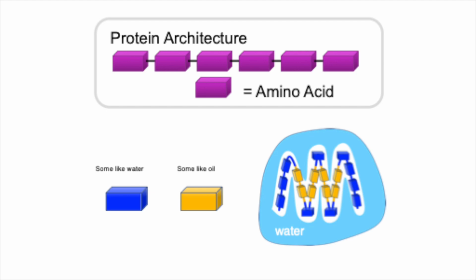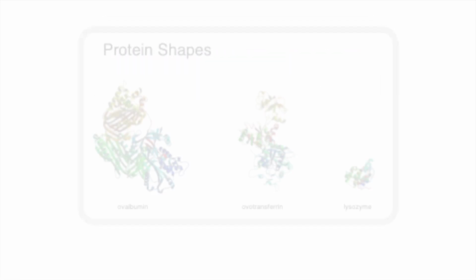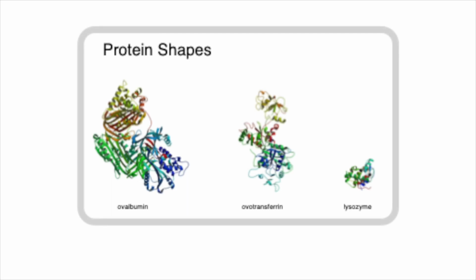And it changes its shape for the most part so that the amino acids that like to be in water are facing outside and interacting with the water. And the amino acids that would rather be hanging out in oil point towards the inside and interact with one another. This is really a simplification, but because of this, the proteins themselves can take on some really beautiful shapes. I love looking at the shapes of proteins. Here's just a couple that are found in eggs that we're going to talk about in the rest of this video: ovalbumin, ovotransferrin, and lysozyme.